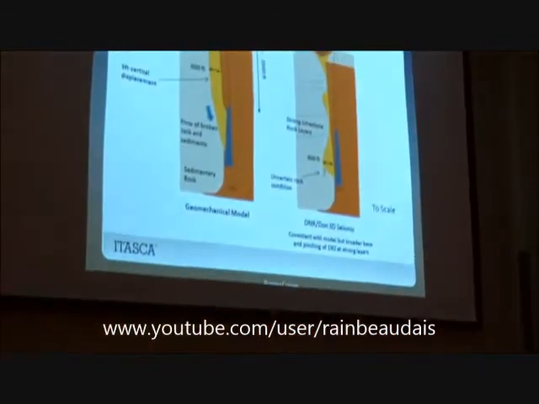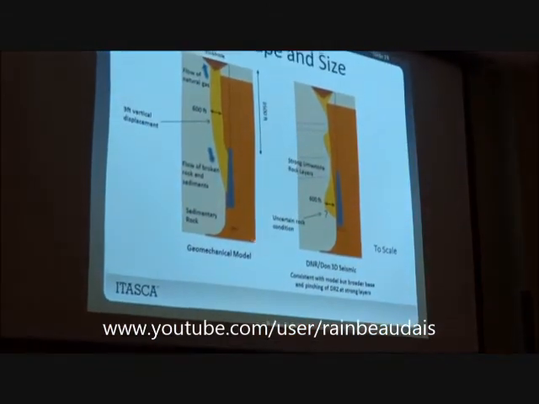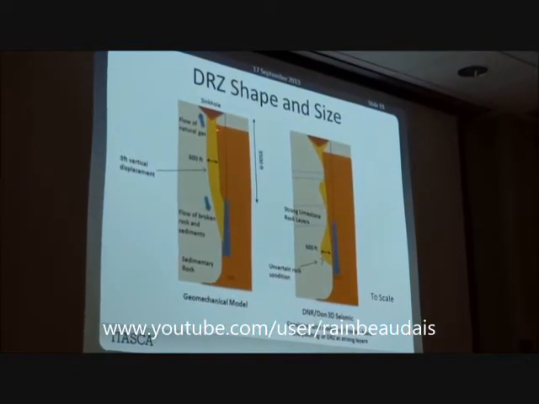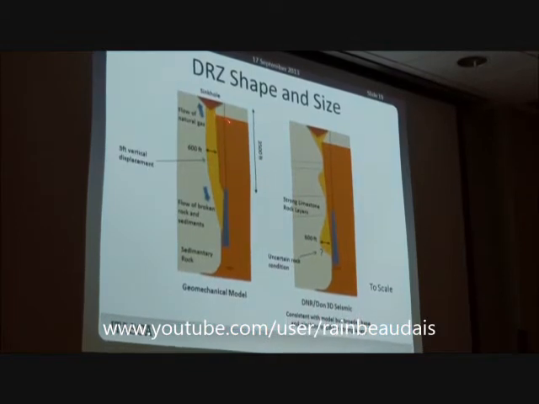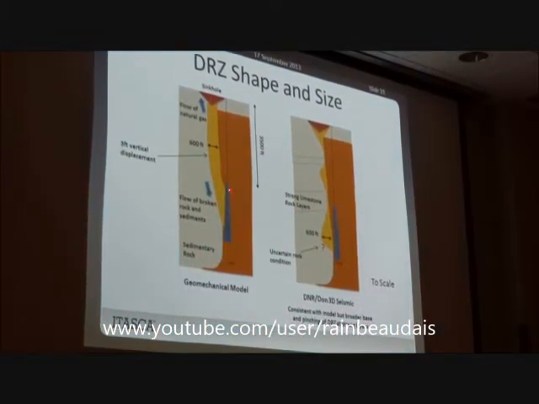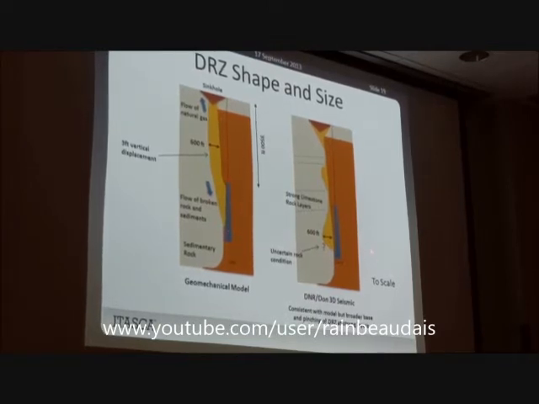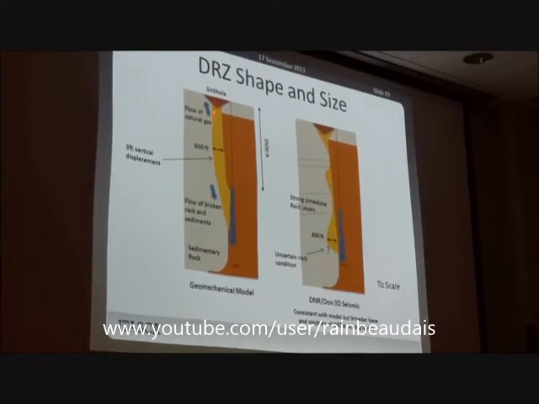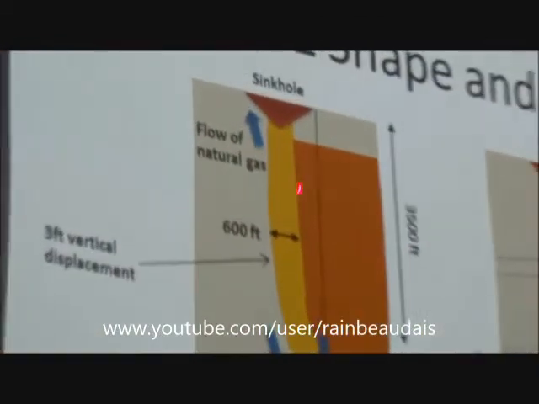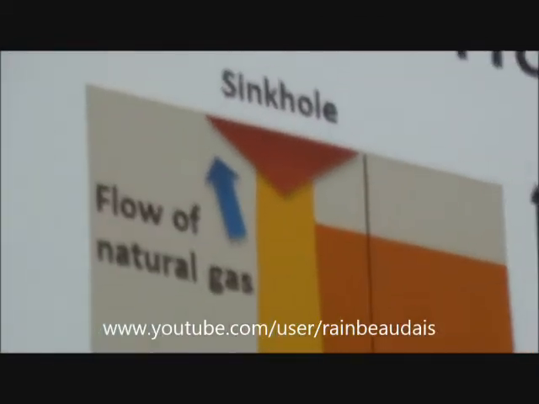This is a section through the salt dome. This is the eastern side. This is the east of the sinkhole, the western side of the salt dome. This is the Oxy 3 cavern. This is approximately to scale. This was our geomechanical model that showed this banana-shaped disturbed rock zone leading up to the surface in the sinkhole.